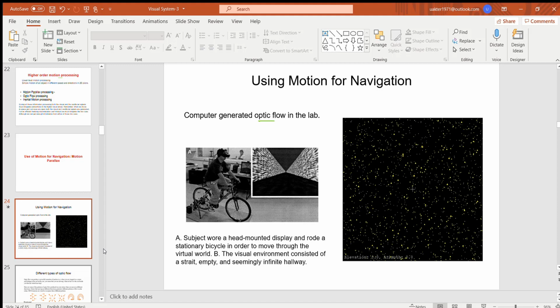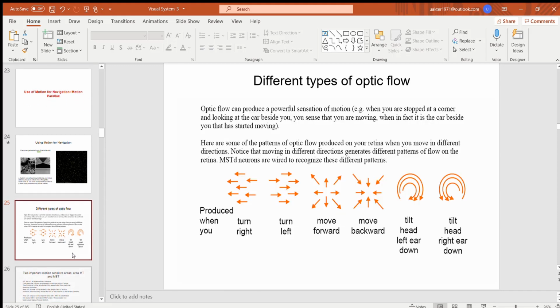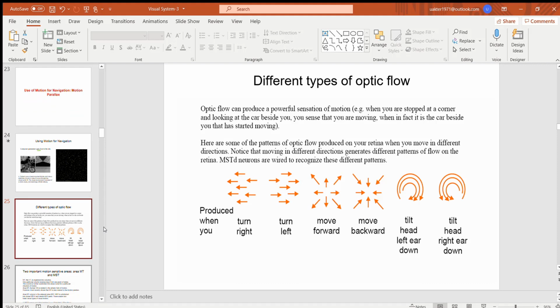So this is not an actual or real motion. This is just the motion created by the dots, and this type of motion is called optic flow. When the dots on the screen in front of you, a huge screen, move one way, you feel that your body is moving in the opposite direction, and that is the optic flow.